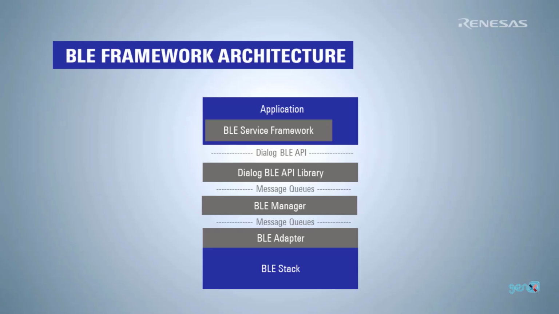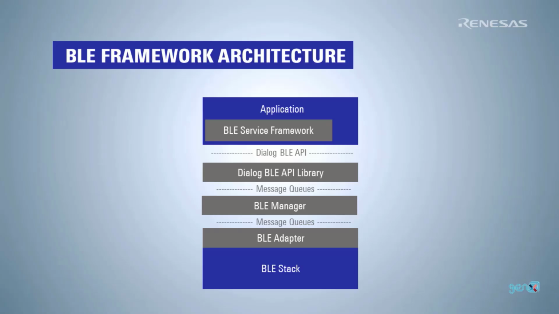The BLE stack layers up to GAP and GATT, and then the adapter provides an interface to the stack and executes the BLE stack internal scheduler and BLE interrupts, etc. The BLE manager acts like a middleman. It sends commands to the BLE adapter.